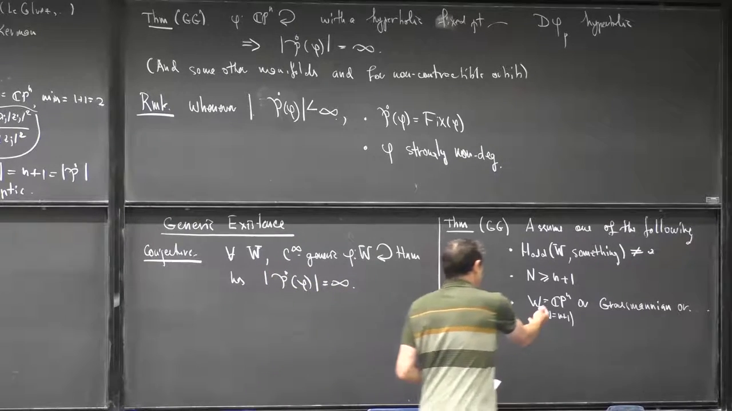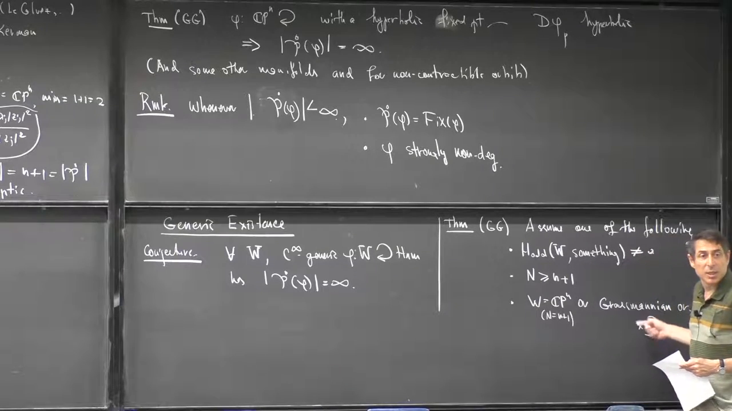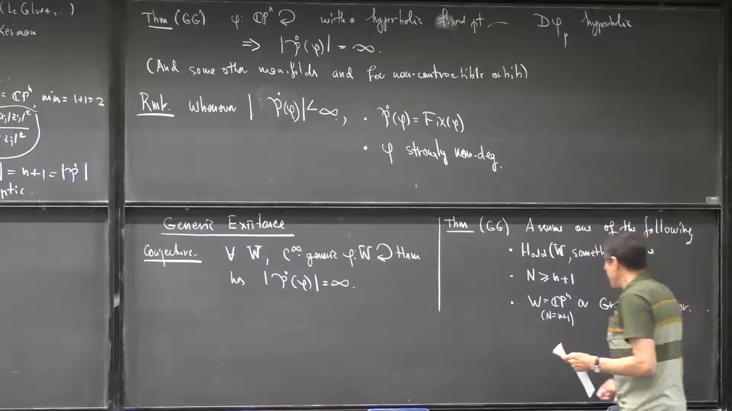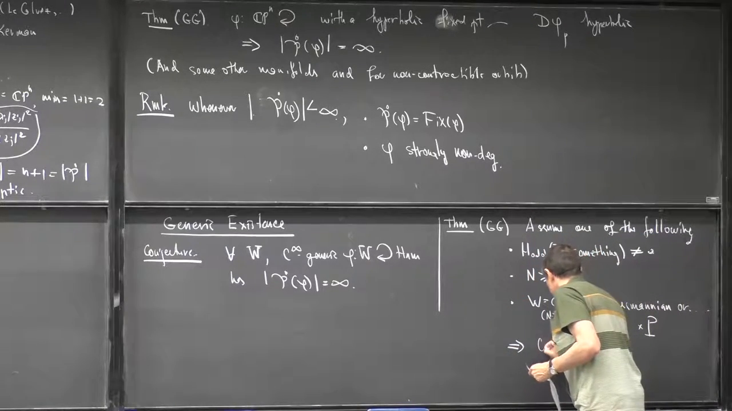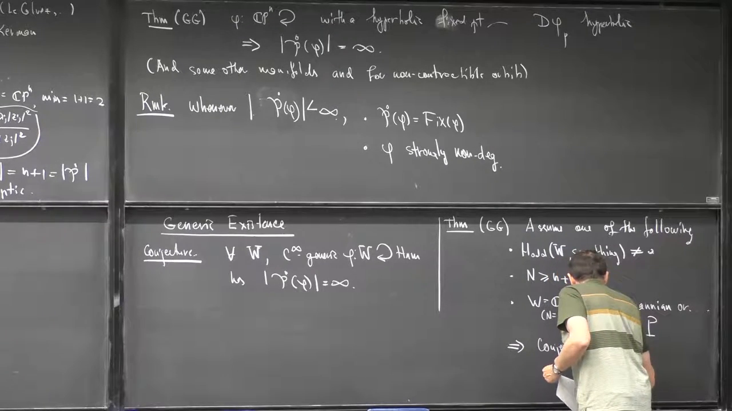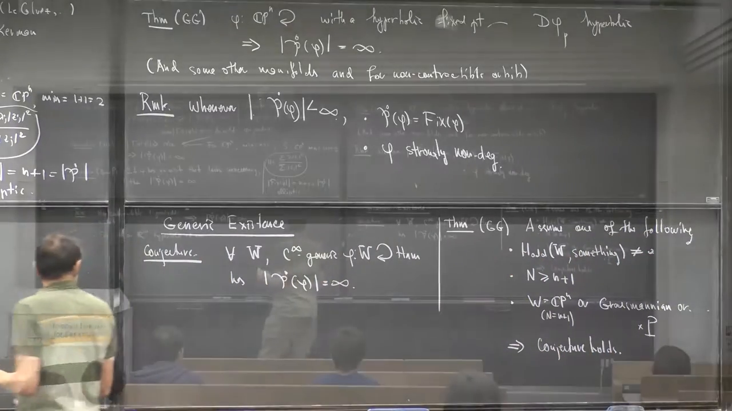For instance, I can take any of these guys and product them with something symplectically spherical. It would be okay. Then the conjecture holds. I'm going to outline the proof of this theorem later.